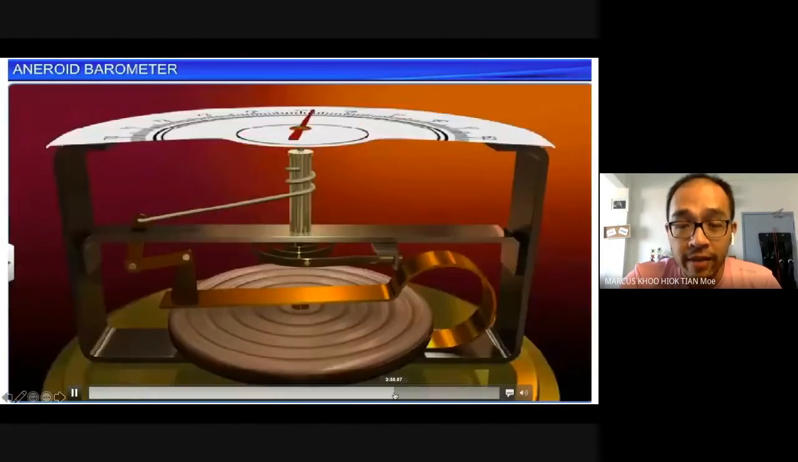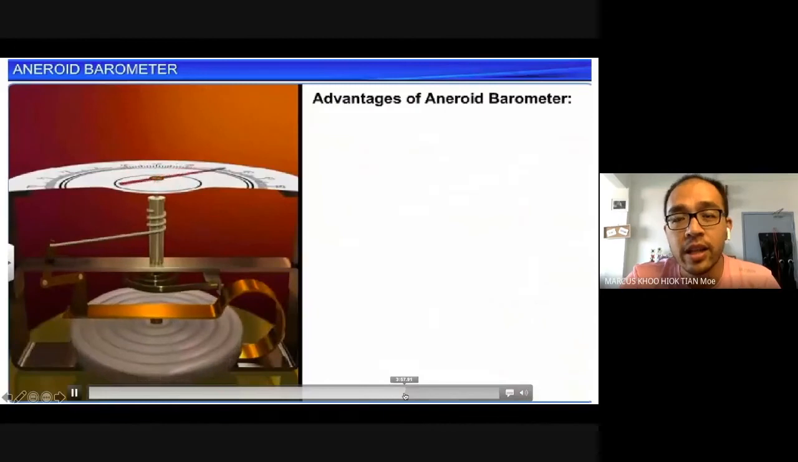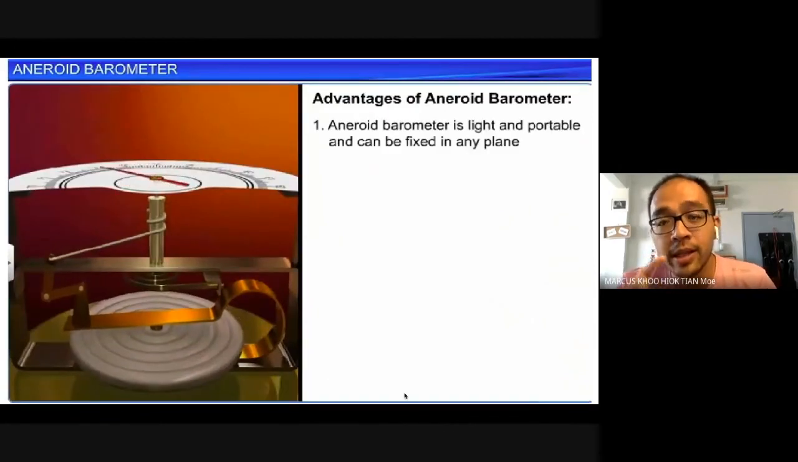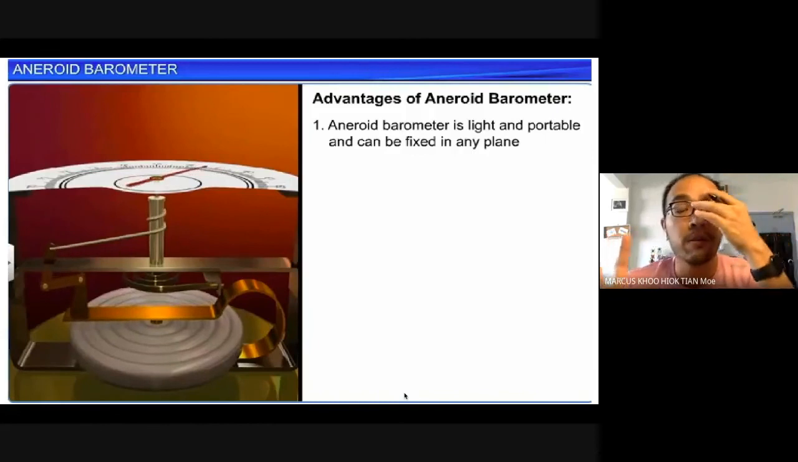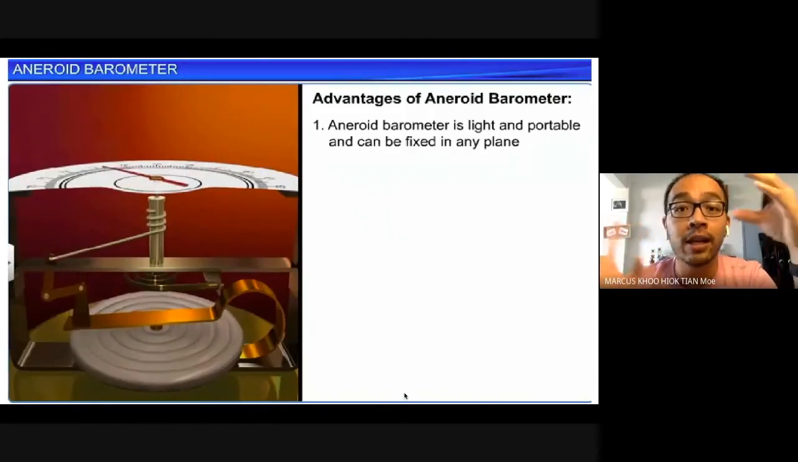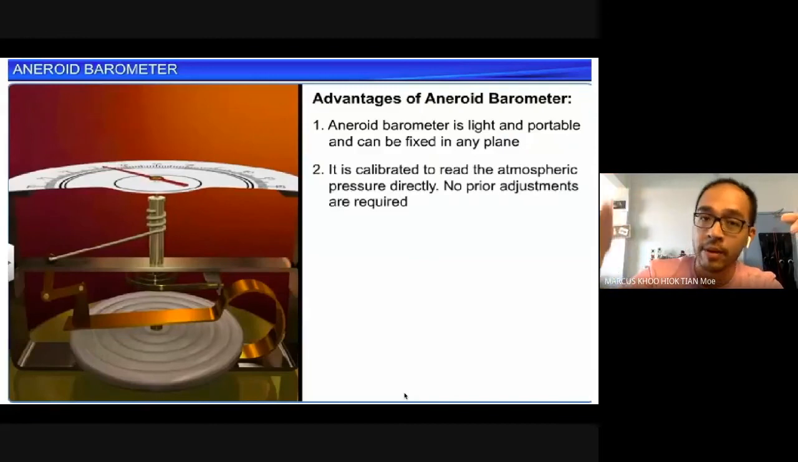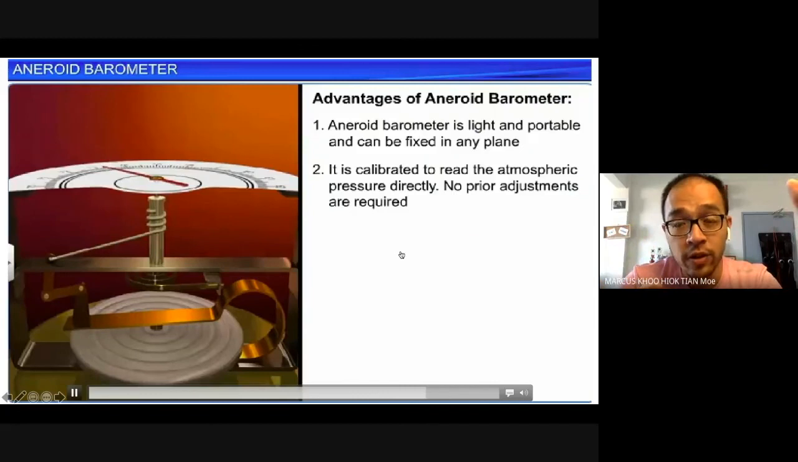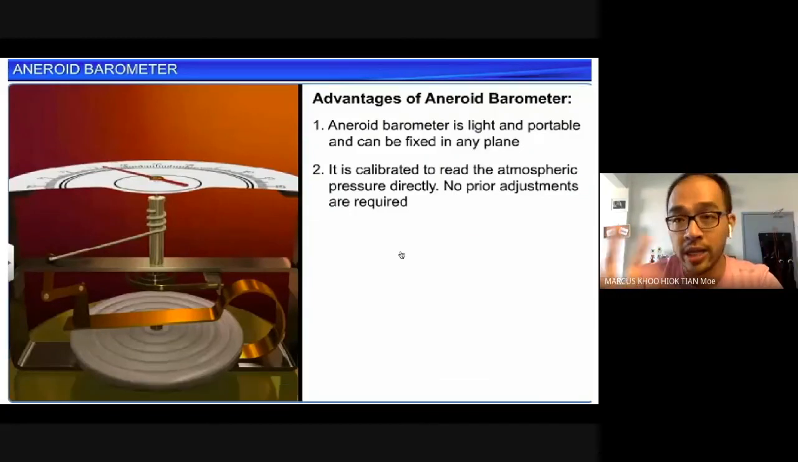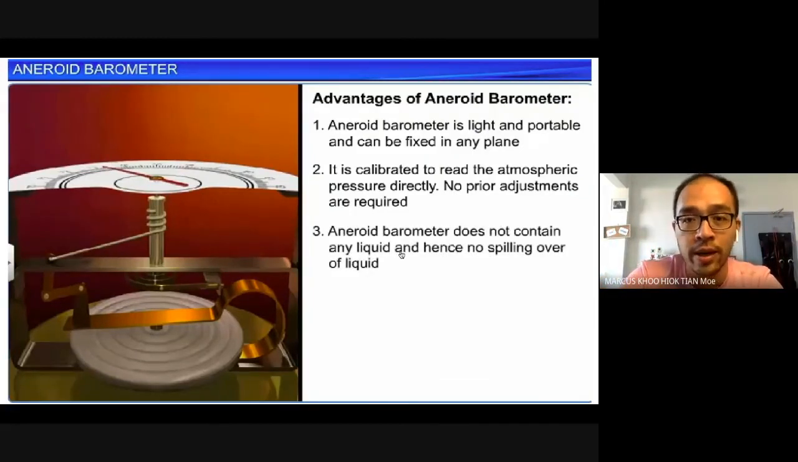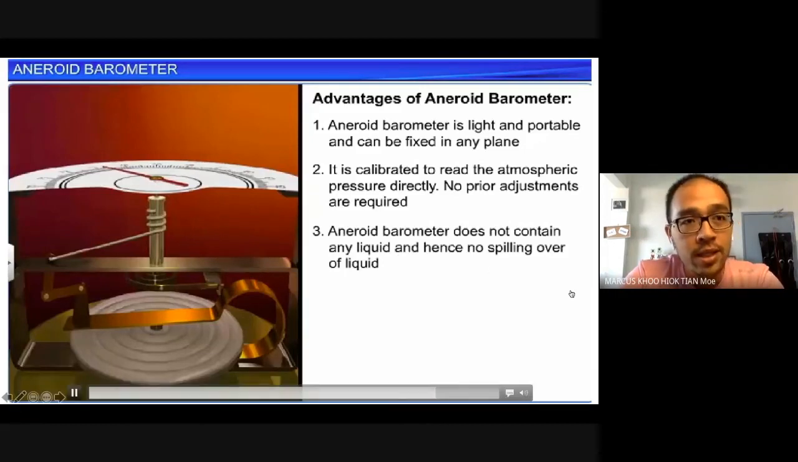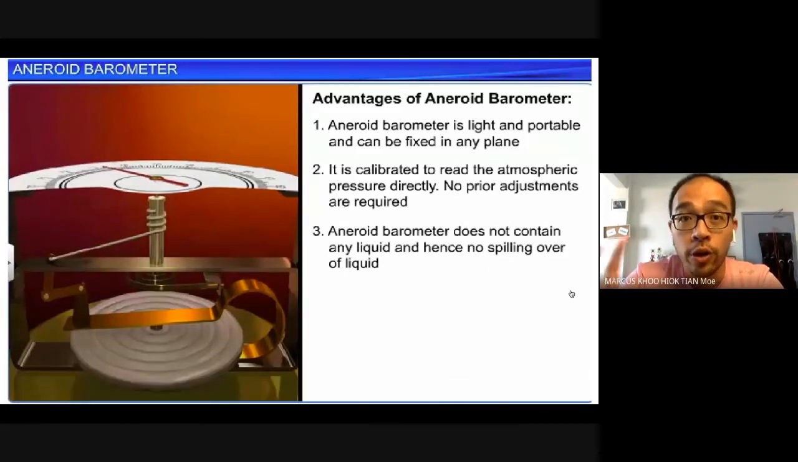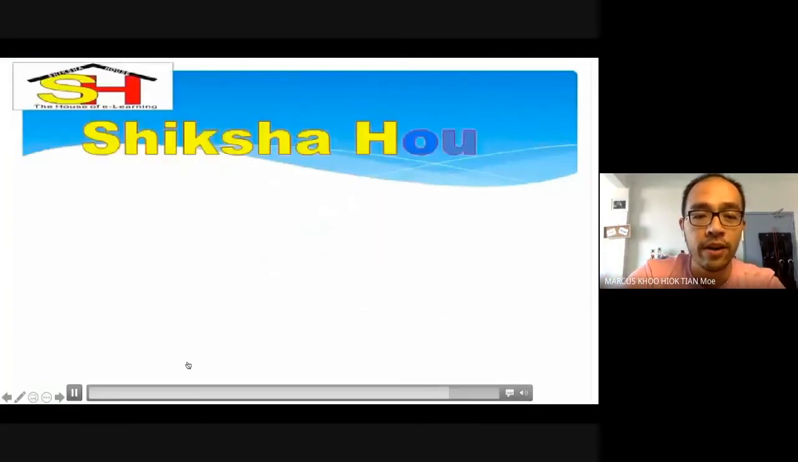So I want to talk about the advantages of the aneroid barometer. Number one, it's very portable. It's easy to bring anywhere, you can put it anywhere. And you don't have to adjust it beforehand, not like the Fortin barometer, which has to be adjusted. It's hard to bring the Fortin barometer anywhere. There's no liquid, so you don't have to worry about spilling any liquid. The Fortin barometer uses mercury, so it's very worrying.